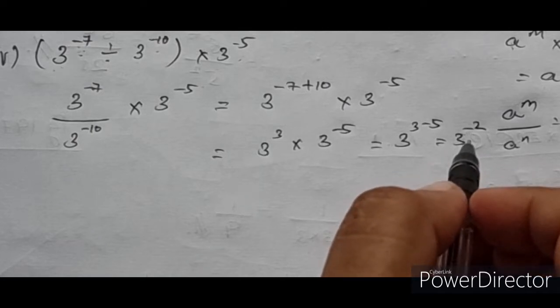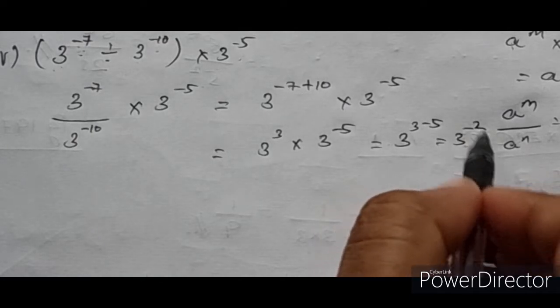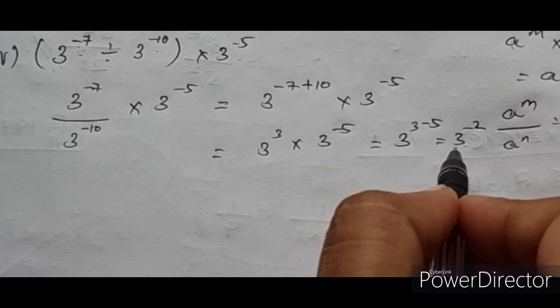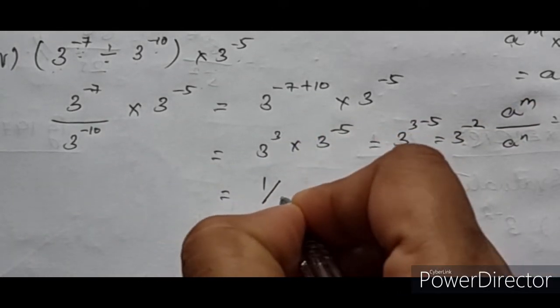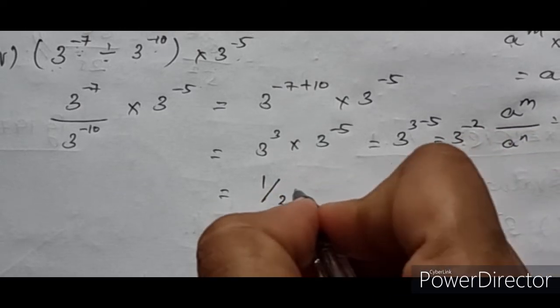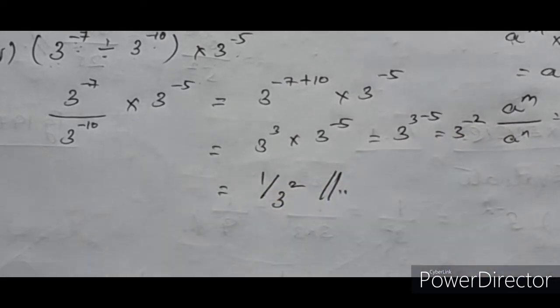So now as per the question, we have to have a positive exponent. I have 3^(-2). To make it positive, I am doing a reciprocal. 1 by 3^(+2). This is the answer.